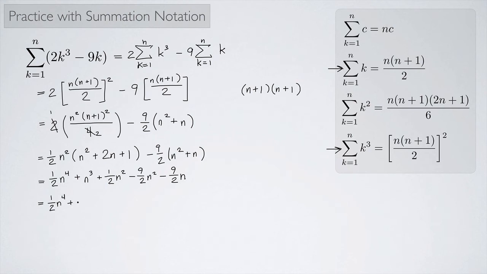Just 1 n cubed. And then I have 1/2 minus 9/2. And so when you do 1/2 minus 9/2, I'm looking at the n squared terms here. 1 minus 9, that's -8. So that's going to be -8/2, but -8 divided by 2 is -4. So this is just -4n squared. And then I have a minus 9/2 n. And that's about as simple as you can get.